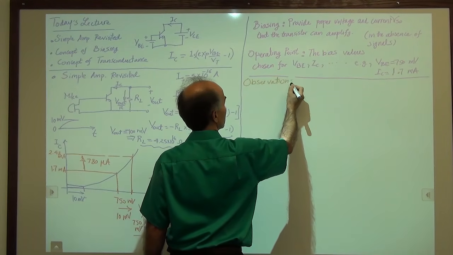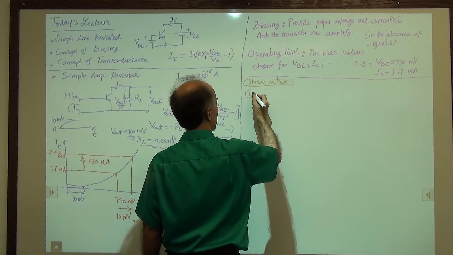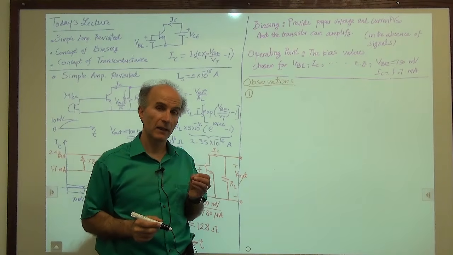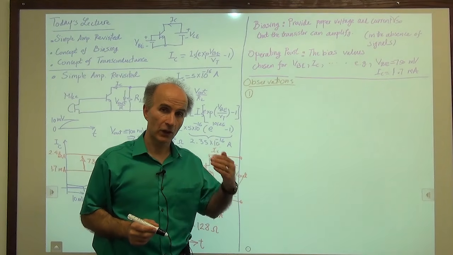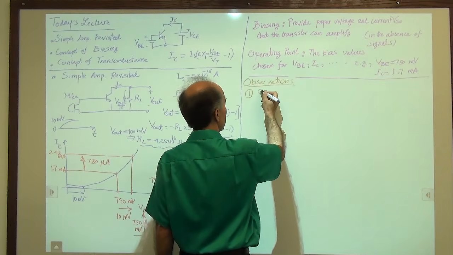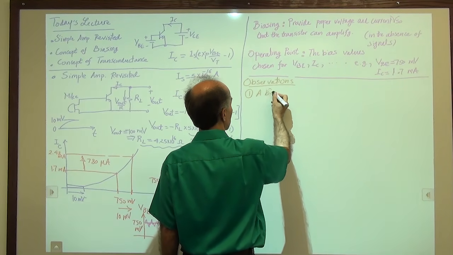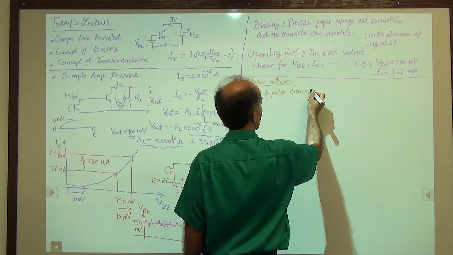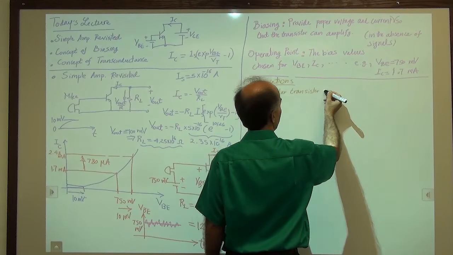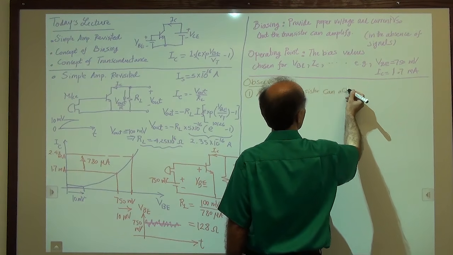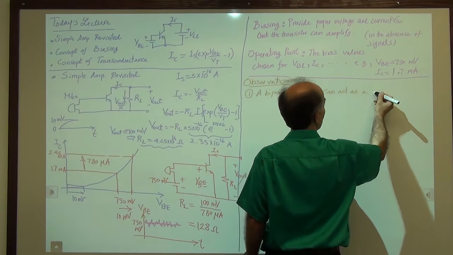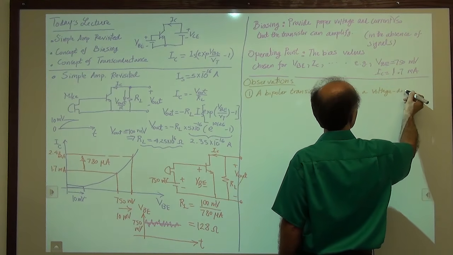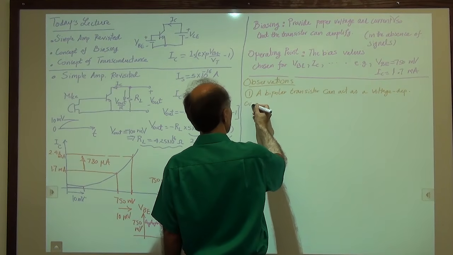Observations. Number one. What we have seen is that the bipolar transistor is a voltage-dependent current source. So we say a bipolar transistor can act as a voltage-dependent current source.